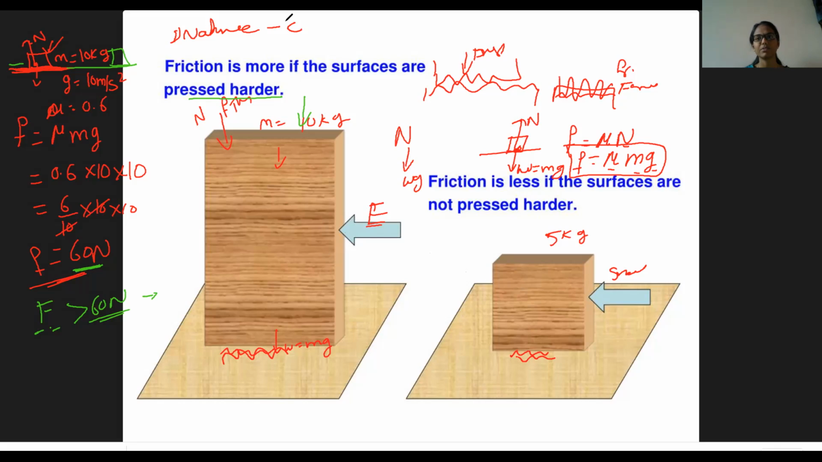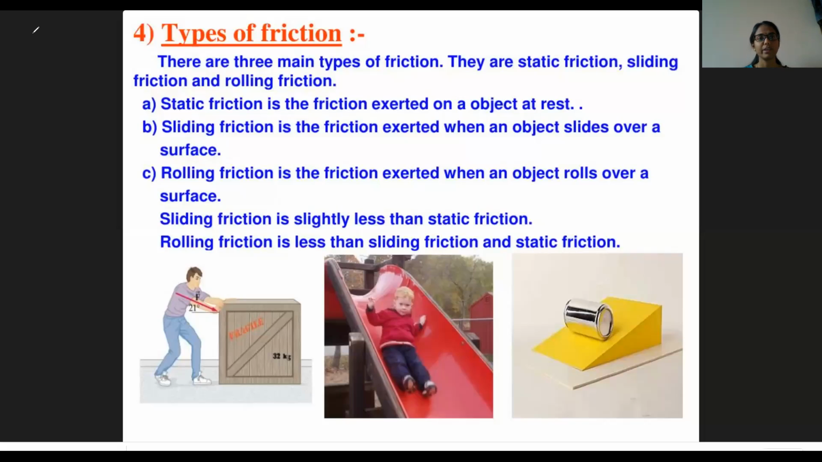And on what factors does the friction depend? The first factor is the nature of the surfaces in contact, and second, it depends upon how hard you press the two surfaces. That means it depends on the normal reaction. Okay. So far we understood the cause of the friction, interlocking of irregularities, and the second one, factors. And what factors will it depend on? One is the nature of the surfaces in contact, and the second factor is how hard you press the two surfaces. So these are the factors and the causes, and also we understood the definition so far.